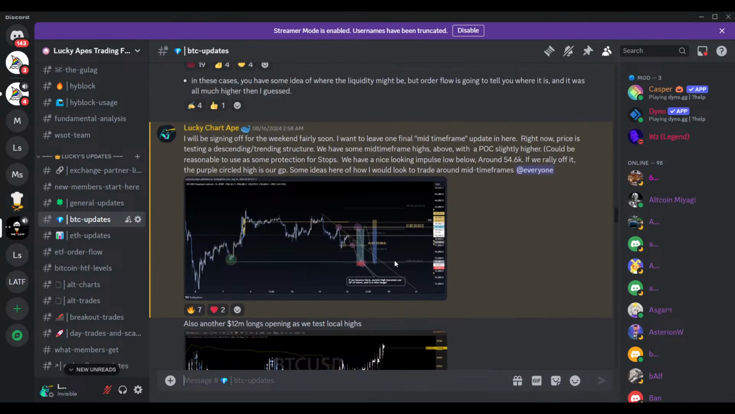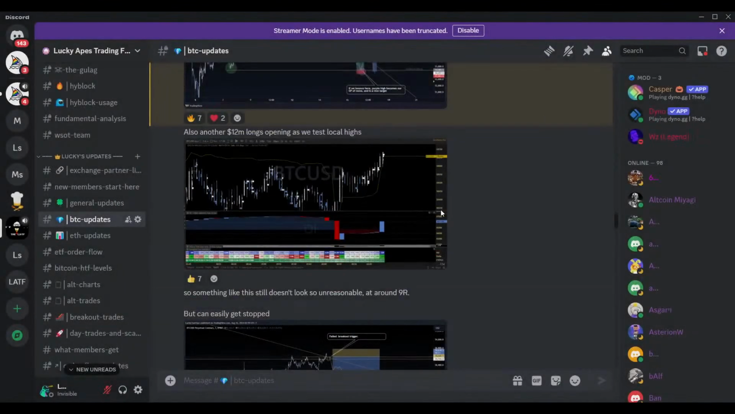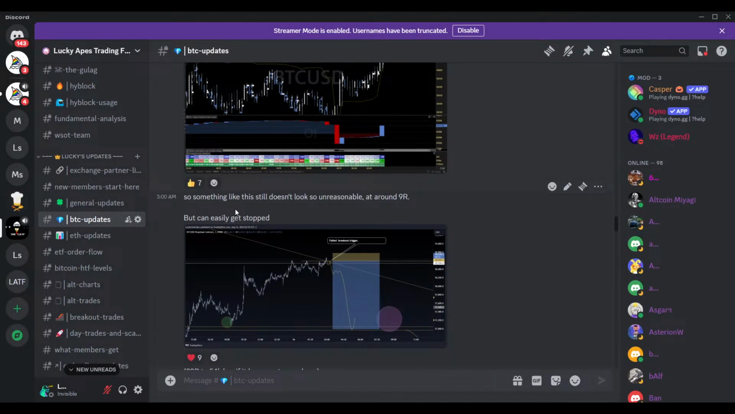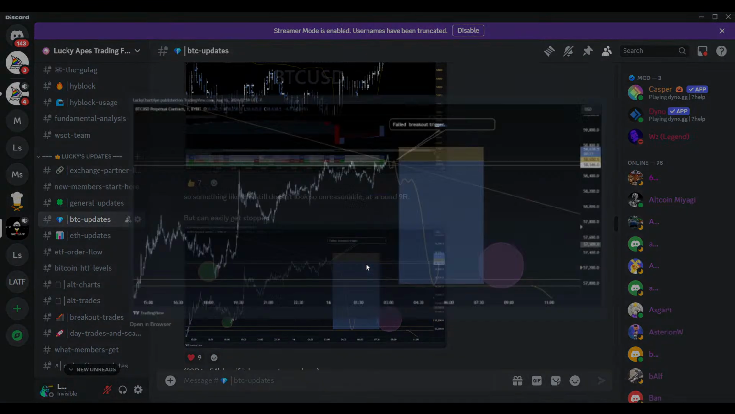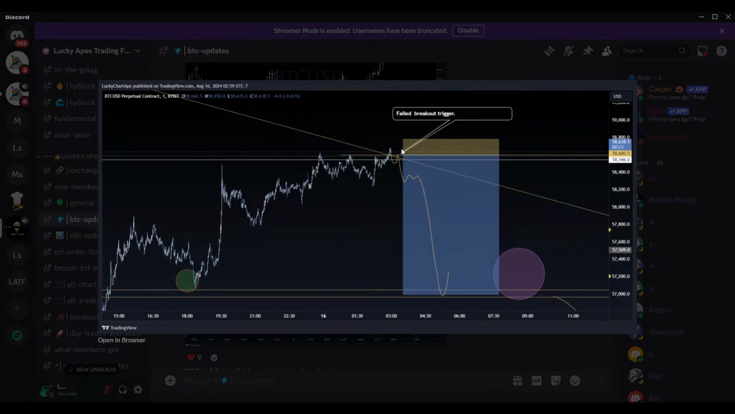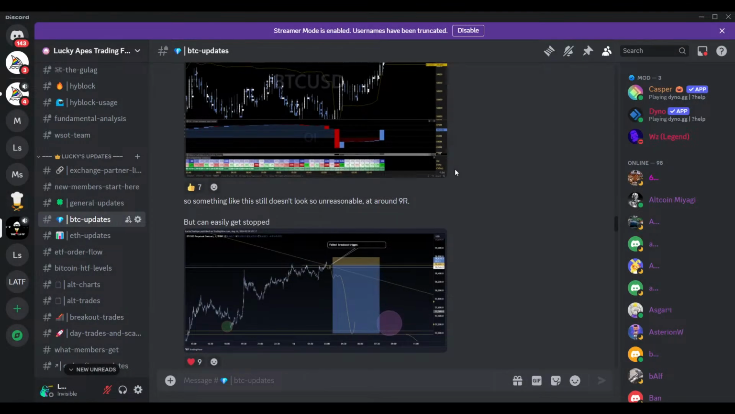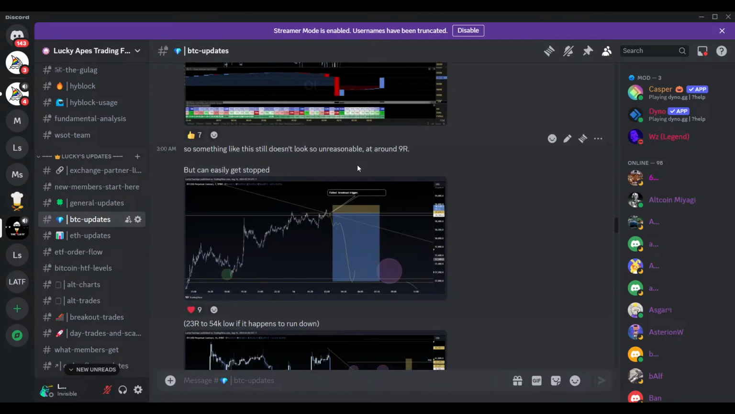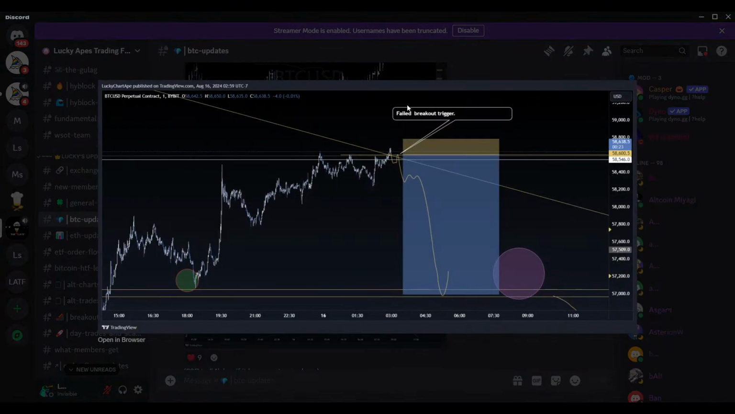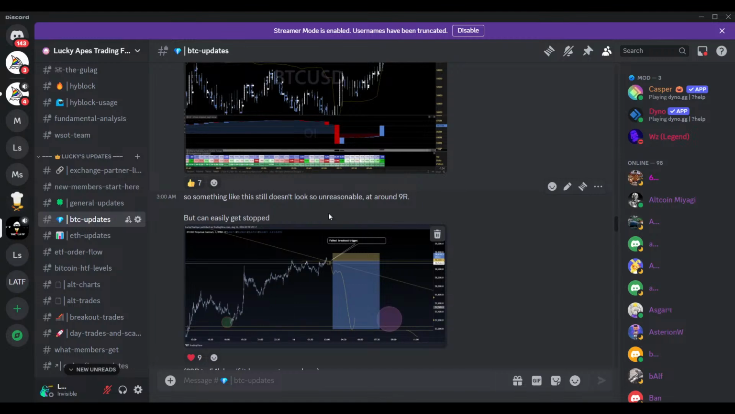And so just counter trading these really aggressive longs. I said still something like this doesn't seem unreasonable at around 9R. So this is with a really tight stop. We're talking like 0.3% stop loss into these highs, looking to fade all these aggressive longs coming. And this is back on the 16th, so 4 days ago. So I said it can easily get stopped, but looks reasonable targeting these lows.